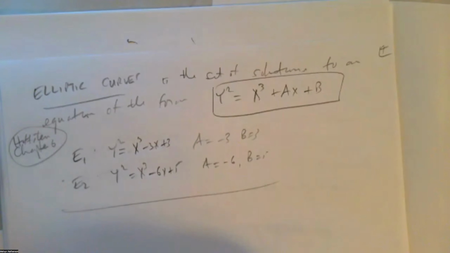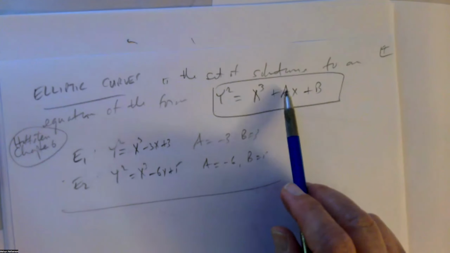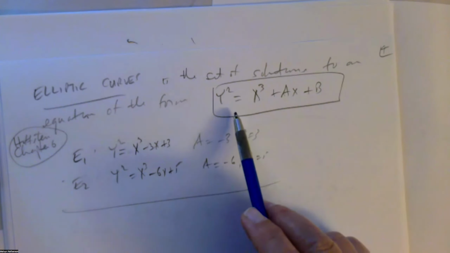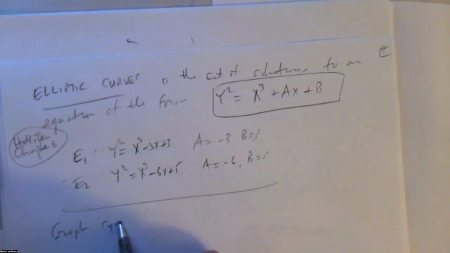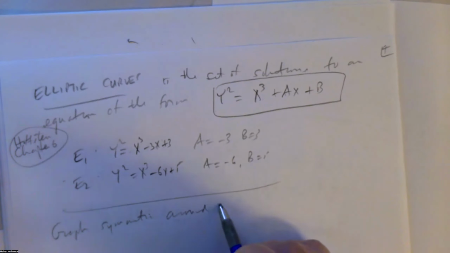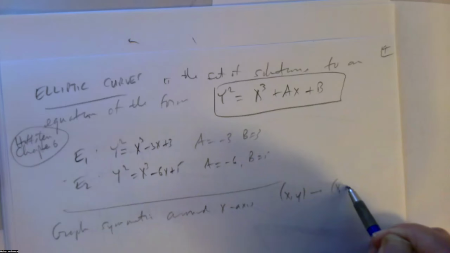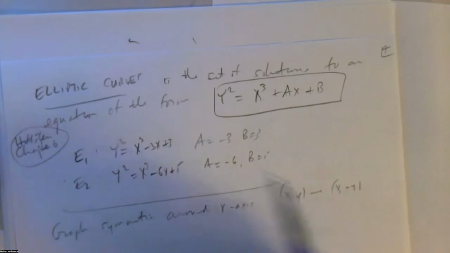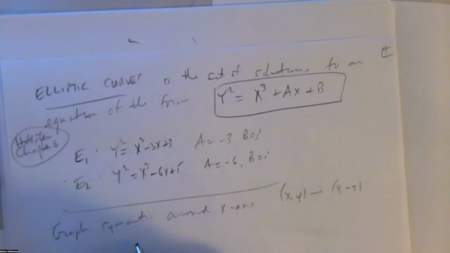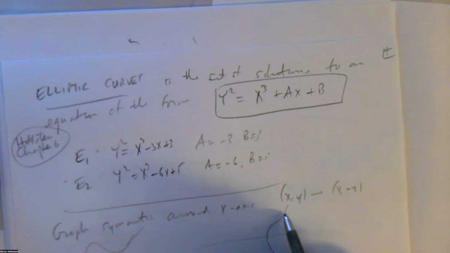So in any case, the point is that elliptic curves, when you graph them in the plane, tend to either look like this. Notice there's a y squared. So if (x, y) is a solution of this equation, (x, minus y) is also a solution. So the graph is symmetric around the x-axis. That is, if (x, y) is a solution, then (x, minus y) is a solution, because y and minus y squared are the same thing. But the graph is always symmetric around the x-axis, and it will typically look like that. Or it'll look like something like that. Okay.